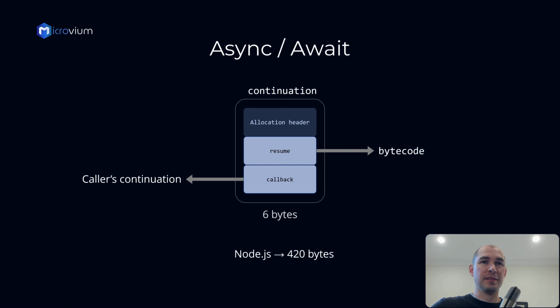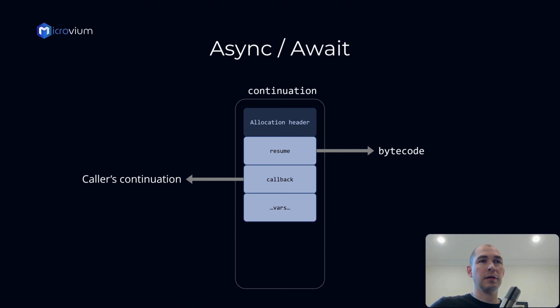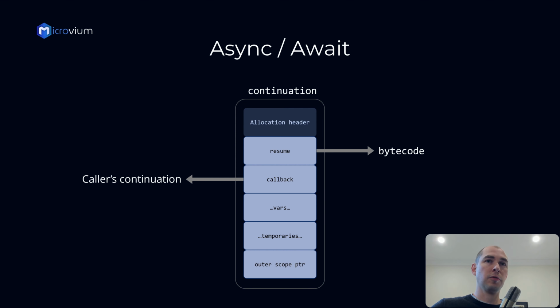This is 6 bytes for the core state that the engine uses, but of course additional state may be required depending on the user's actual code. For example, it'd be additional slots for any variables. Depending on where the await point is in the function, there may be additional temporaries to store the stack machine state at the await point. If the async function is nested in another function and accesses its variables, there will also be a pointer to the outer scope.